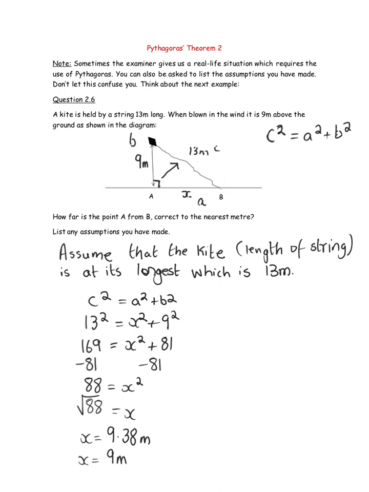So just to go back to list any assumptions that you've made, we're assuming that the kite length, which is the length of the string, is at its longest, which is 13 meters. So for example, at B, the person is holding the kite at its longest. And then we've solved the distance between A and B. So that's question 2.6 finished.